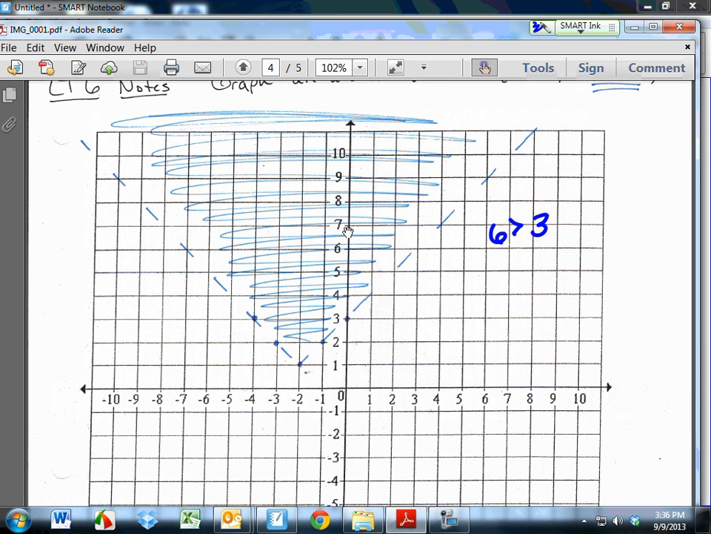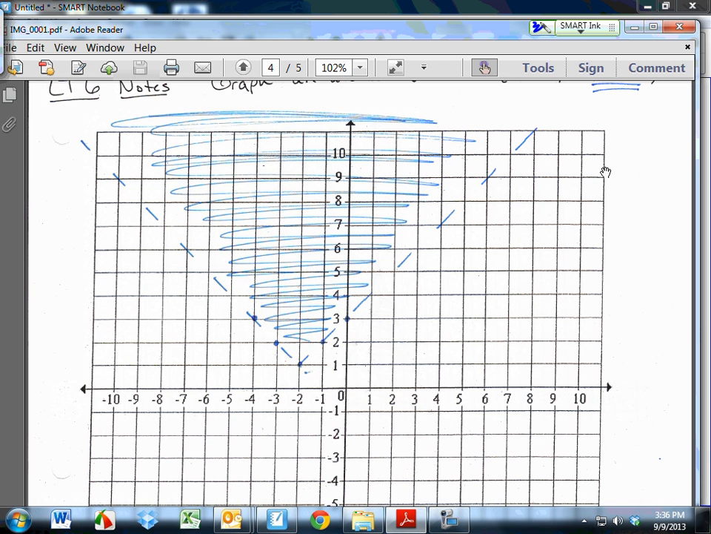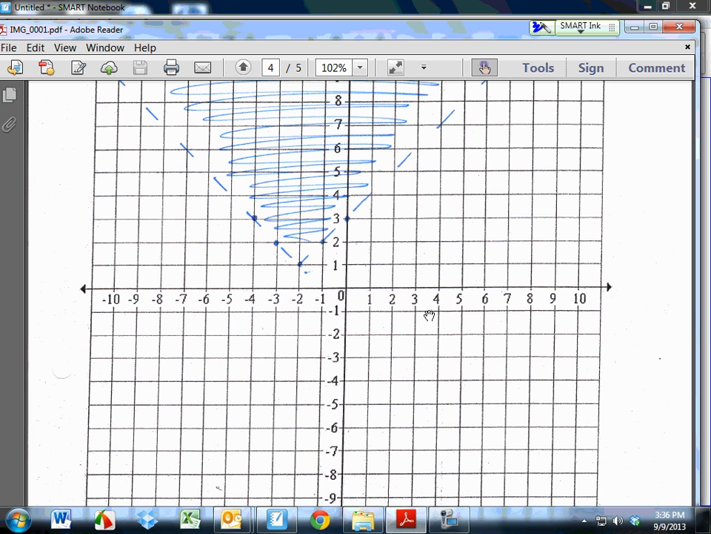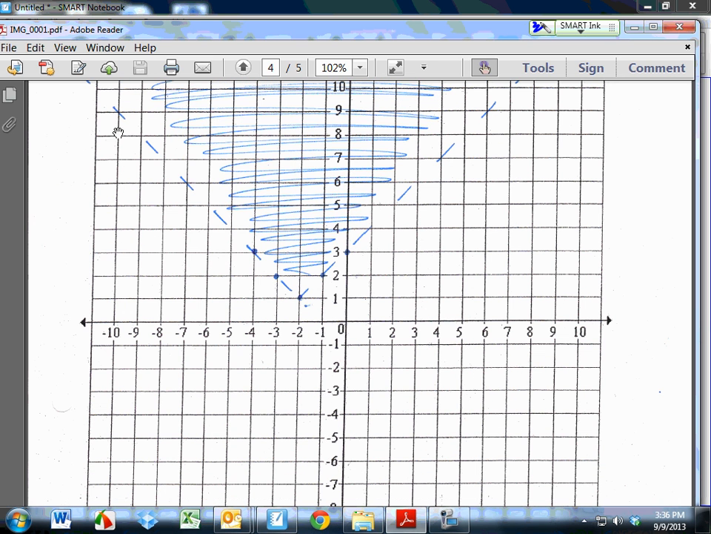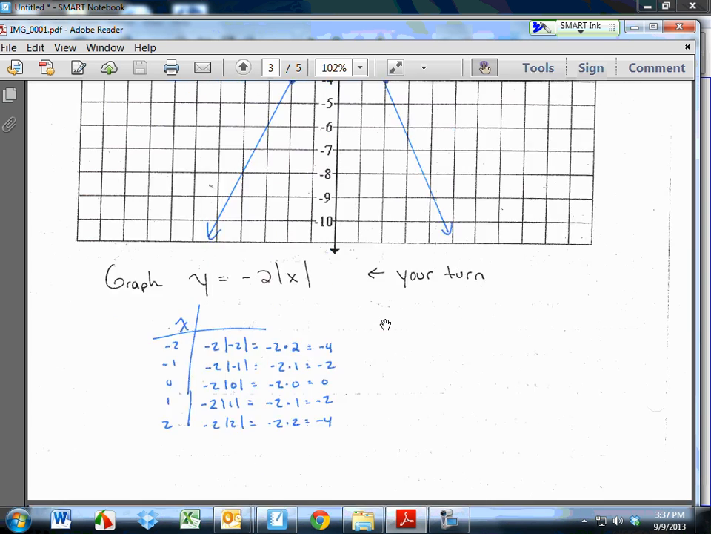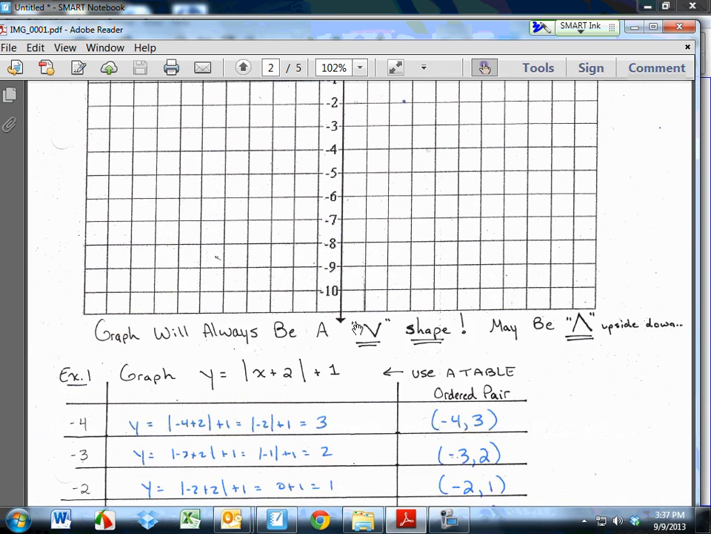So it's a lot like graphing a linear inequality where we would graph the boundary and then shade one side or the other. It's just when you graph the boundary this time, you're graphing an absolute value boundary, which goes back to what we did in part 1, in the video part 1, graphing using those tables.